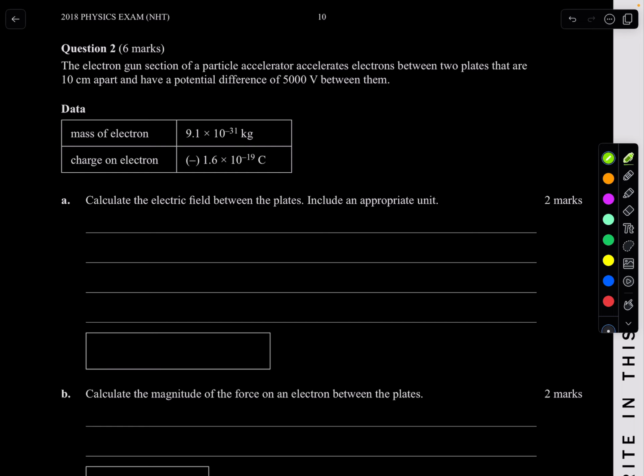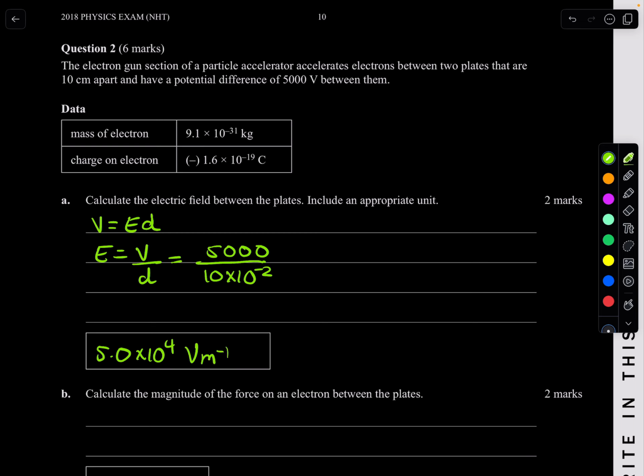So straight away, when I'm looking at two parallel plates, the formula that comes to my mind, having a look at my summary sheet, is V equals E d. Of course, we want to calculate the electric field, so E equals V over d. Our voltage in this case is 5,000, dividing it by your distance, make sure it's in meters, so 10 times 10 to the negative 2. We want two significant figures, so it gives me 5.0 times 10 to the power of 4, and of course we want the units. From the formula, it's volts per meter. And yes, that looks good.